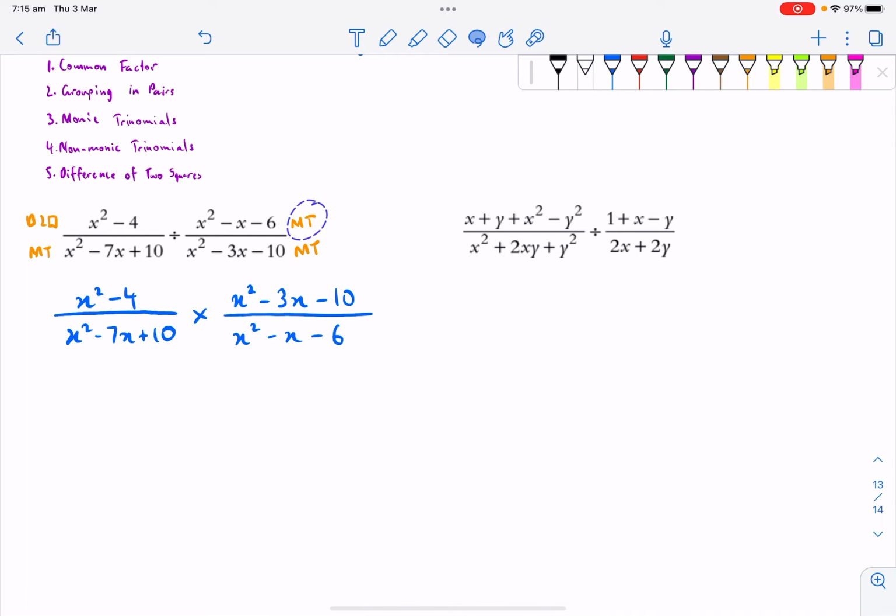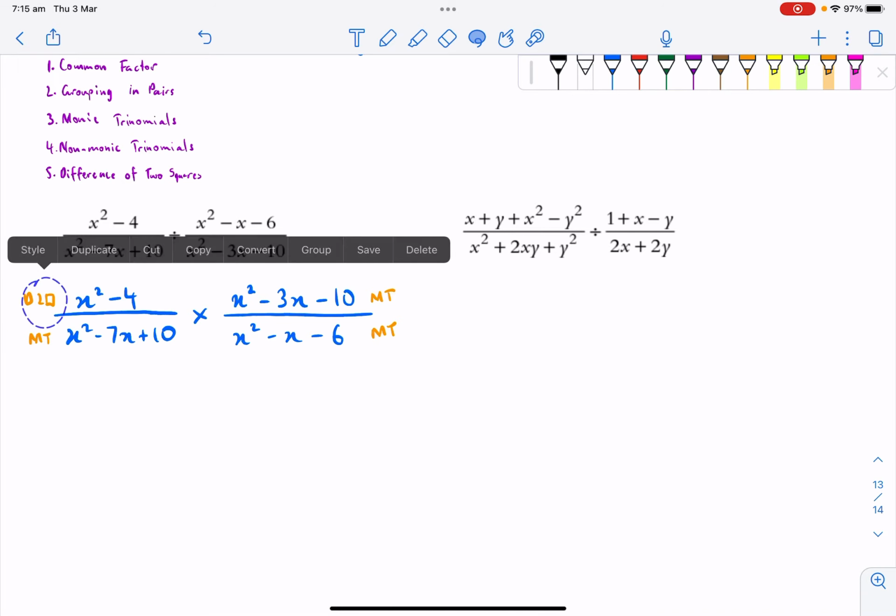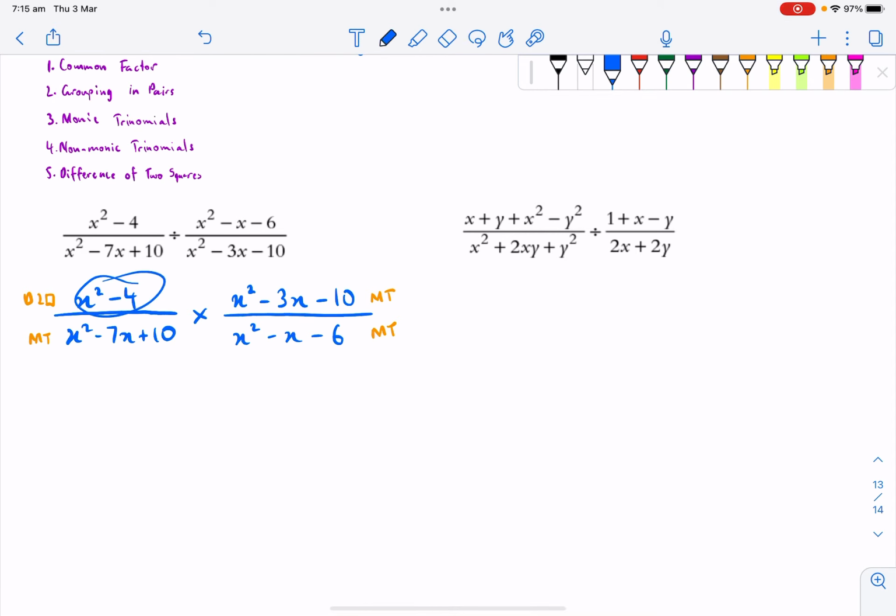Now just correct your labels. On this fraction, they're both monic trinomials. This is a monic trinomial. It's just the difference of two squares that's different here. All right, so now we're ready to go. It's just like the previous question. So division, there's nothing really to it except to just flip the fraction after the division sign, flip that, and then continue it as a multiplication question.